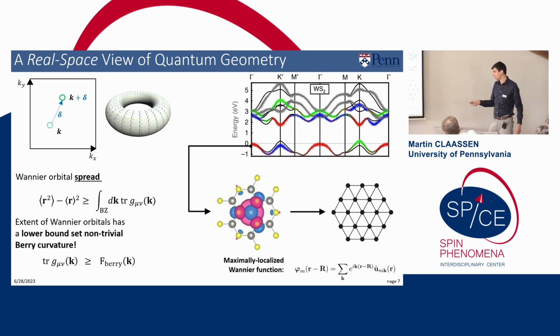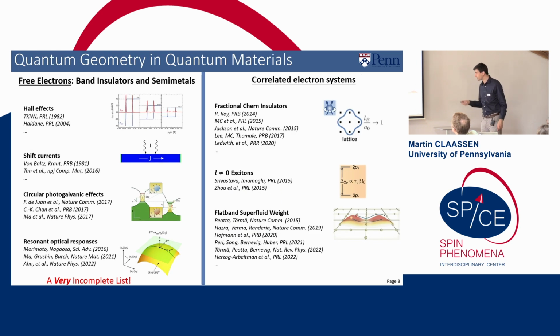And the Wannier orbital spread, just to make a connection to the previous slide, actually has a very nice lower bound in terms of Brillouin zone integrated traces of the Fubini-Study metric, which in turn is bounded by the Berry curvature. So this ties in a real space picture with the momentum space picture of the long wavelength structure of Bloch wave functions. Now in free electron responses, this has garnered a lot of attention in terms of trying to think not only about Hall effects, but also shift responses, which is a quantum geometric contribution to photogalvanic responses, circular photogalvanic effect, which is quantized, presuming that there is no disorder or electronic interactions, or more recently, resonant optical responses in solids.